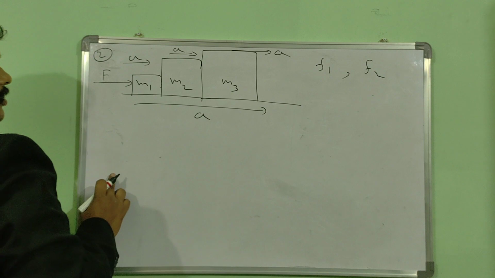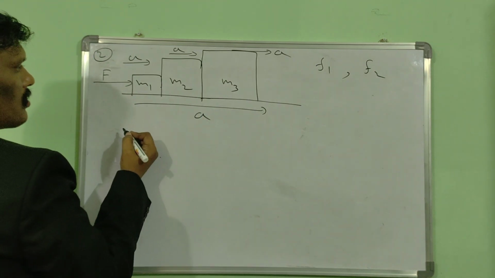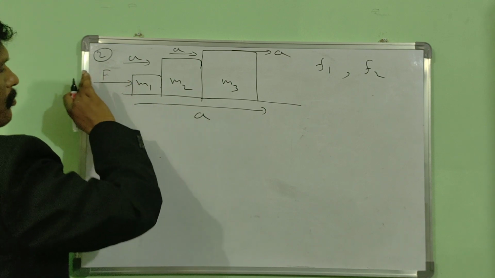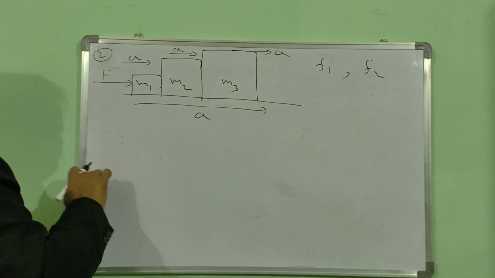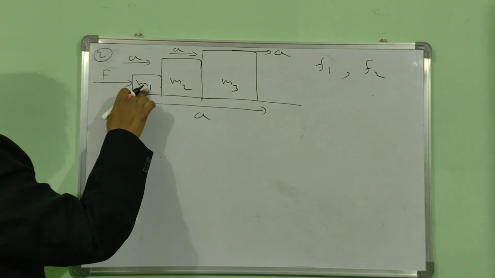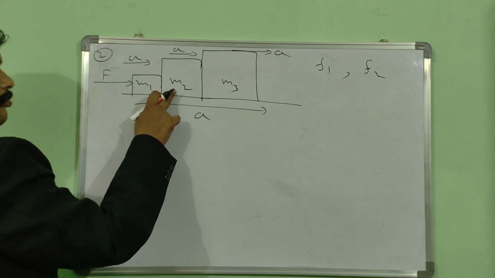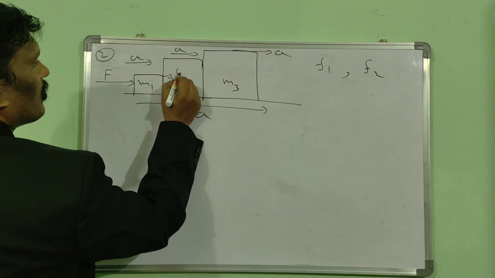In the first contact, let us see the M1 side. This is the first contact I am going to consider. So what is the force experienced by M2 because of M1? Because F is applied, F pushes from the M1 side. Then M1 applies a contact force on M2. That is, M2 experiences the contact force, which I am going to consider as F1.